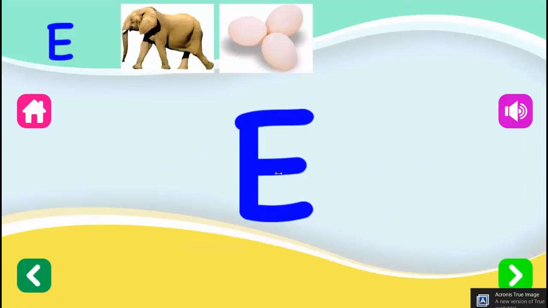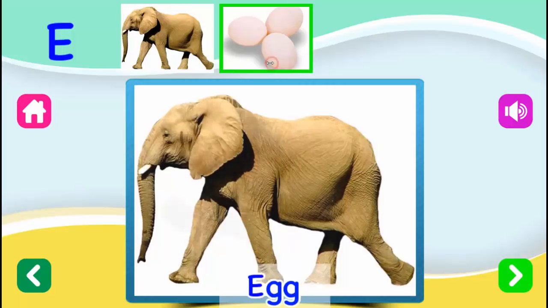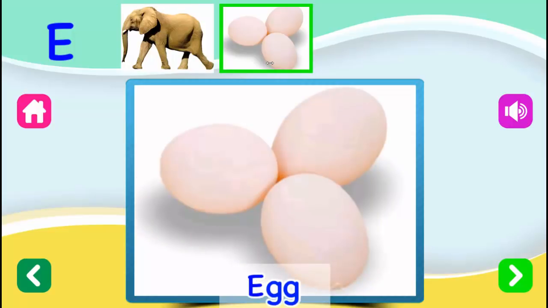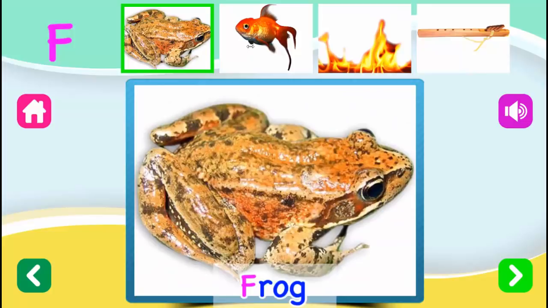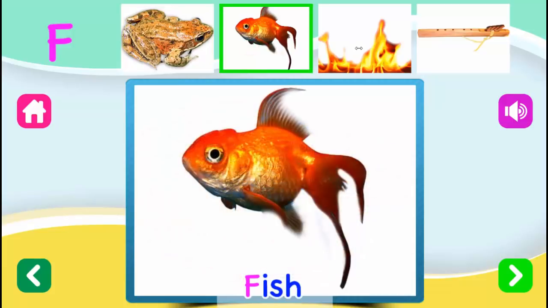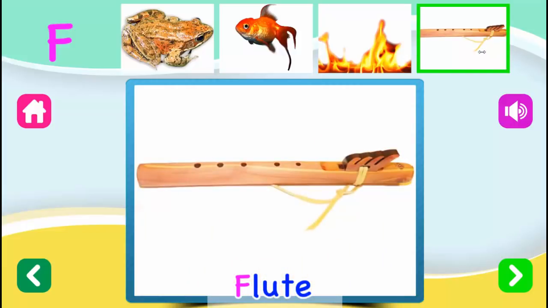E. E as in elephant. E as in egg. F. F as in frog. F as in fish. F as in fire. F as in flute.